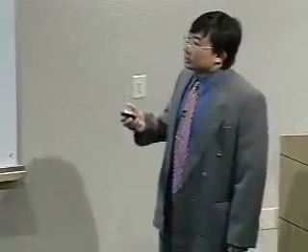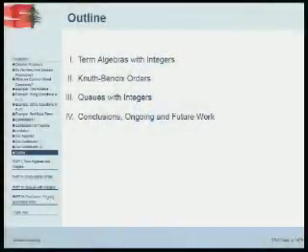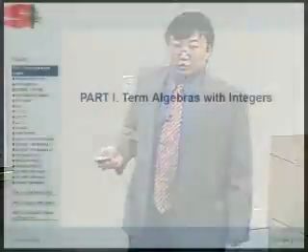Before our work, there were many partial solutions. For example, there are solutions for quantifier-free theories and for unary quantifier theories, in which we only have unary function symbols. And it's also interesting to see that the same approach is applicable to a very different problem. So here's my talk outline. I talk about term algebras with integers, then the Knuth-Bendix order, then Q with integers, and at last, the conclusion, ongoing, and future work.